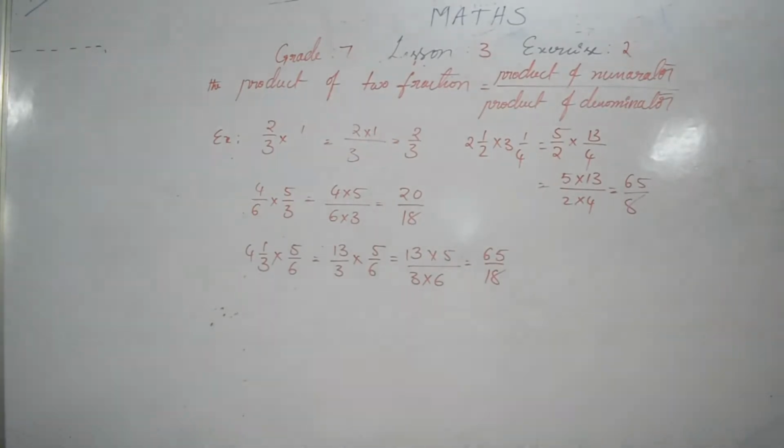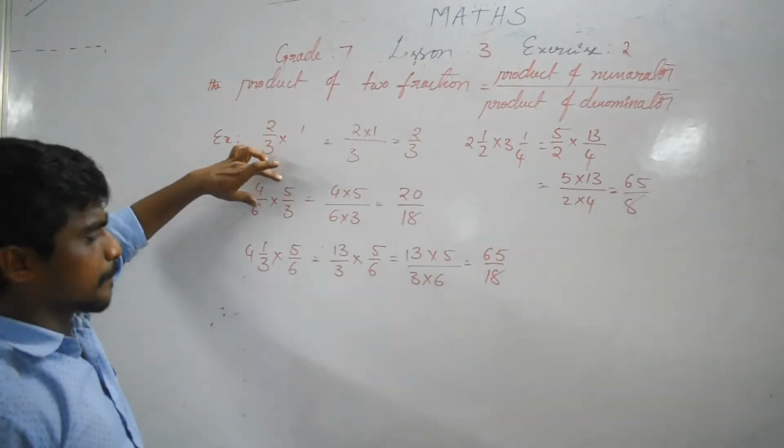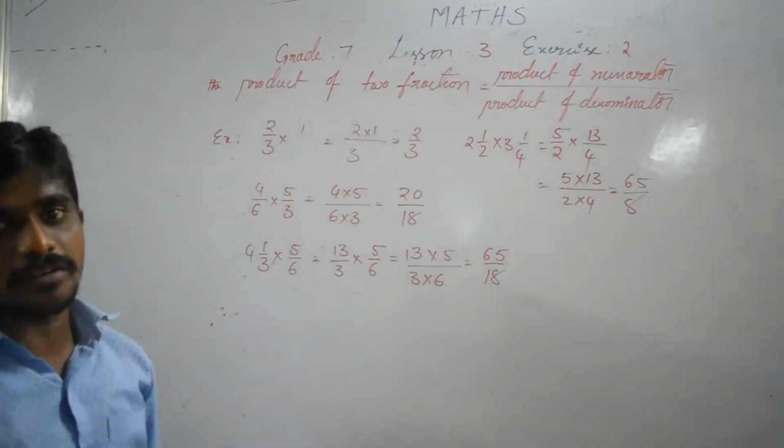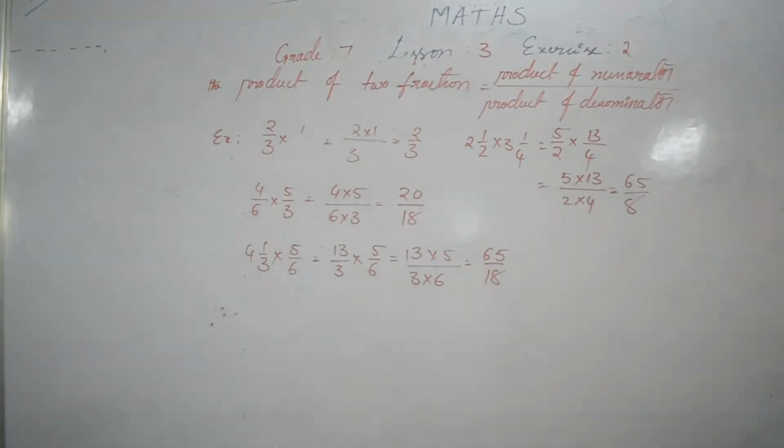If you understand this one sum, all problems are like this only. Numerators multiply, denominators multiply. Enough. So exercise 2, multiplying the following. Write the answers as a mixed fraction.